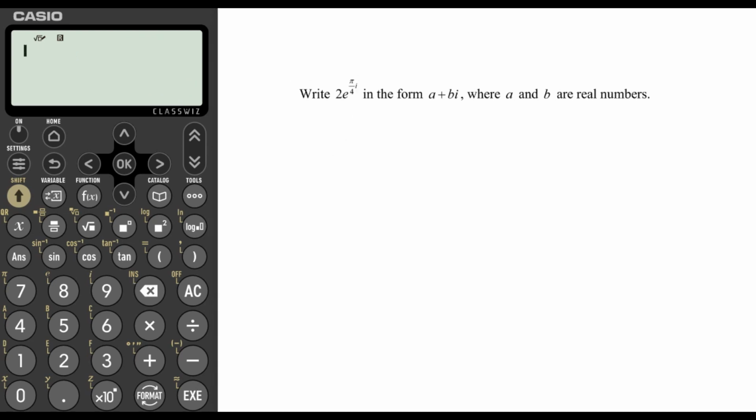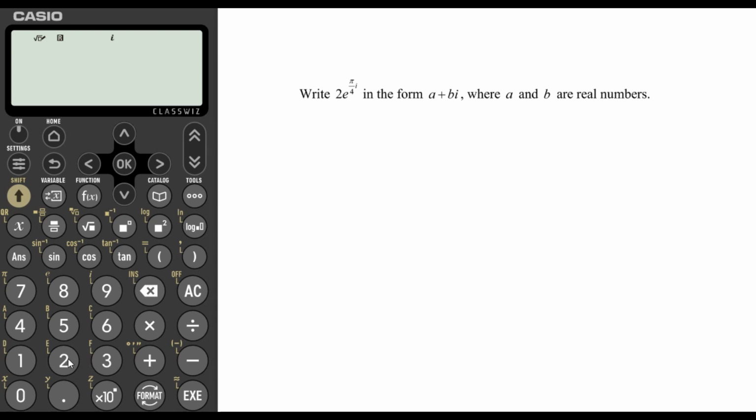We can use our calculator to convert from polar form to Cartesian form. Now in this example we have to write 2e to the pi over 4i in the form a plus bi, where a and b are real numbers. From the menu, go to the complex sub-menu. Now you will notice we have an i, indicating our final answer will be in Cartesian format.